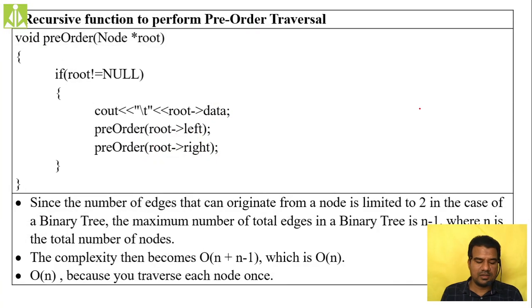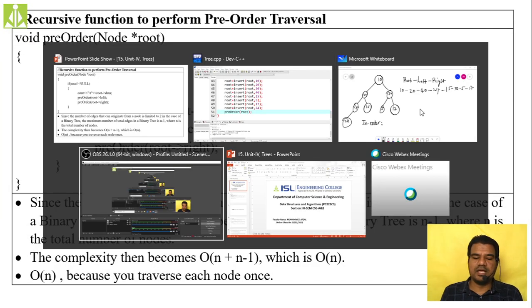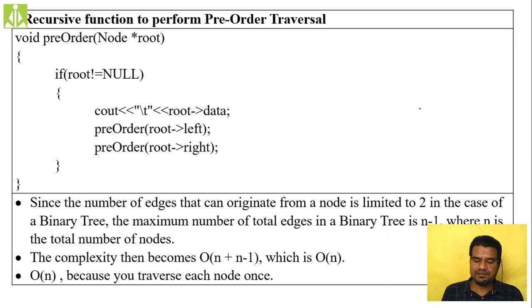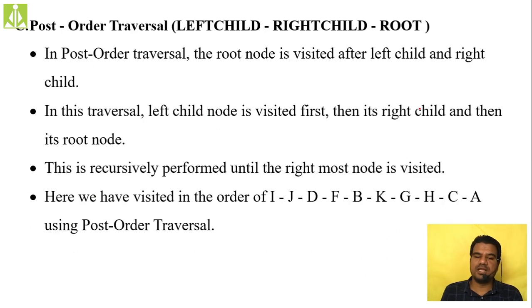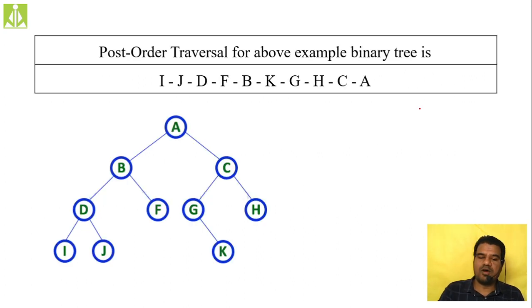Minimize this one. Then lastly the post order traversal. Post order means, as I said, root should be visited lastly. First left, then right, then root. Left, right, root. So in order means between left and right, root should come. Pre-order means before left and right, root should come. Post order means after left and right, root should come.